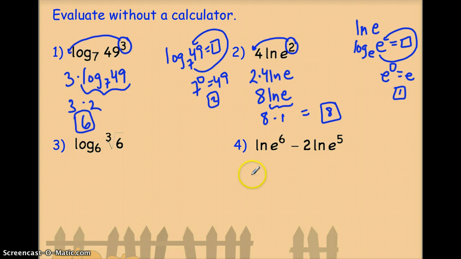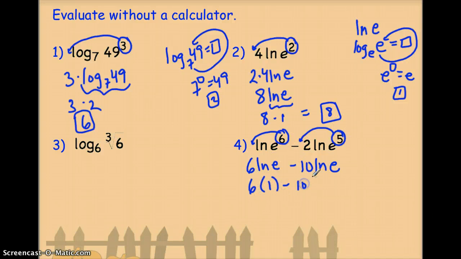Let's skip over here to number 4. We can bring the 6 down in front, and we can bring the 5 down in front. So we would have 6 natural log of e minus, multiply the 5 times 2, 10 natural log of e. And over here, we already did natural log of e in the other problem. Natural log of e is 1. So I have 6 times 1 minus 10 times 1. 6 minus 10, get a negative 4.